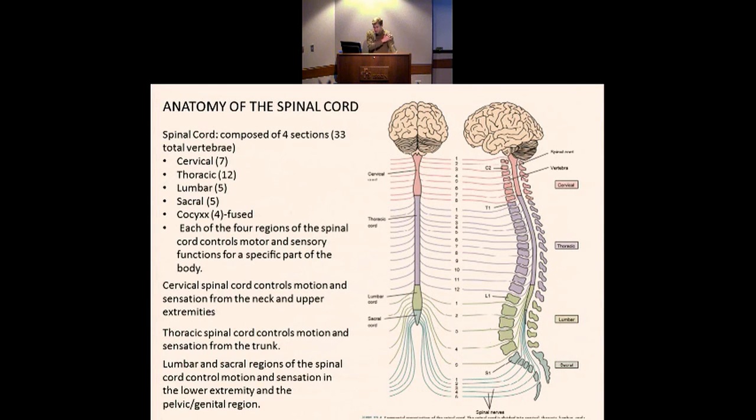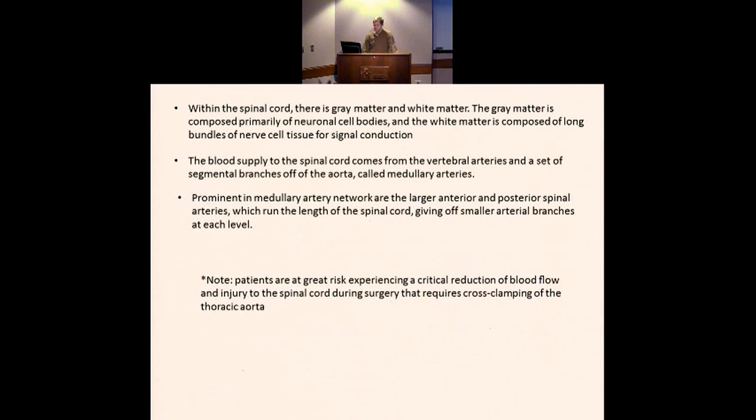Your cervical spinal cord controls motion and sensation of the neck and upper extremities. Thoracic controls motion and sensation from your trunk. And your lumbar and sacral regions do your lower extremities. These are just miscellaneous facts. Within the spinal cord, there's gray and white matter.